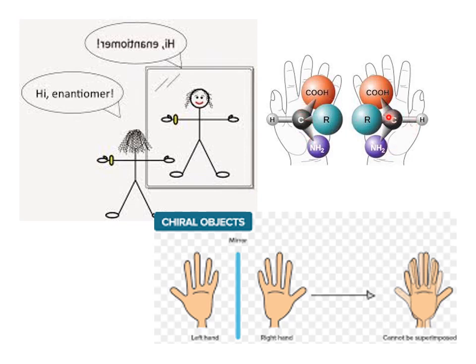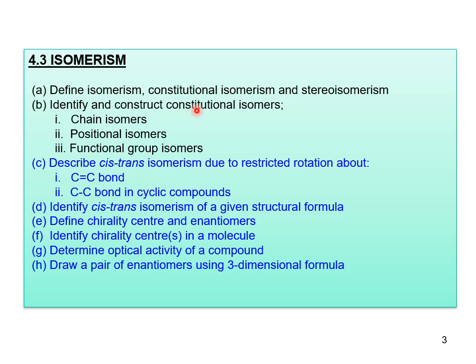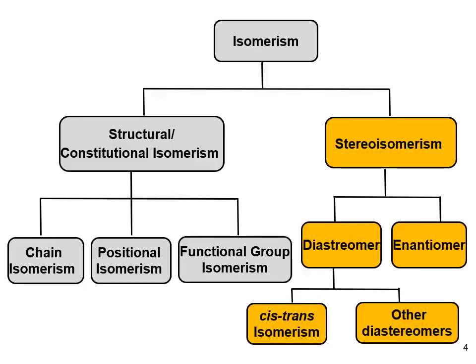So today we are going to learn stereoisomerism. For this video, we are going to look at the second part of isomerism, which is stereoisomerism. For stereoisomerism, there are two parts, diastereomer and enantiomer. For diastereomer, we are focused on cis-trans isomer. The other name for cis-trans isomer is geometrical isomerism.